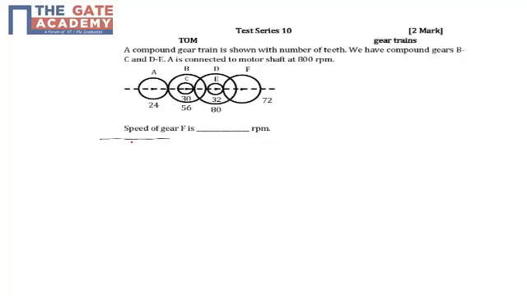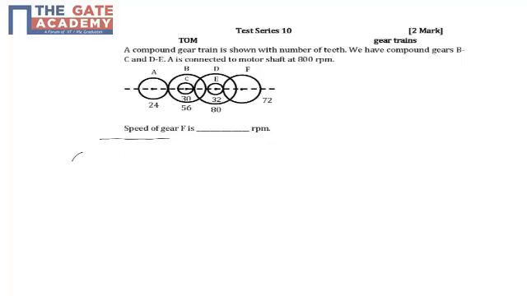A meshes with B. A interacts with B. B and C are on the same shaft, so B and C will have the same speed. Then B interacts with E, or I think C interacts with D. There's a gap between B and E, so C interacts with D. D and E are on the same shaft, and then E interacts with F.